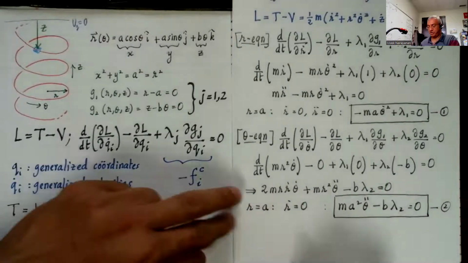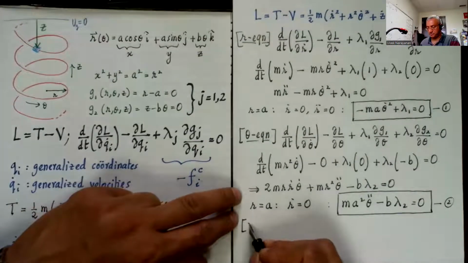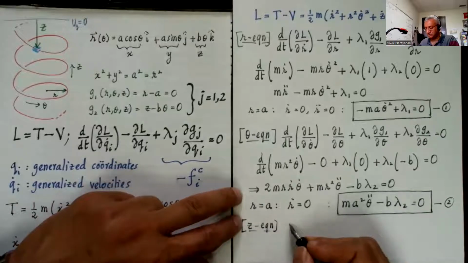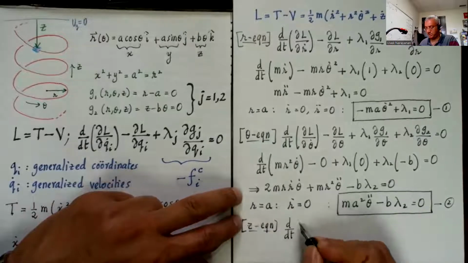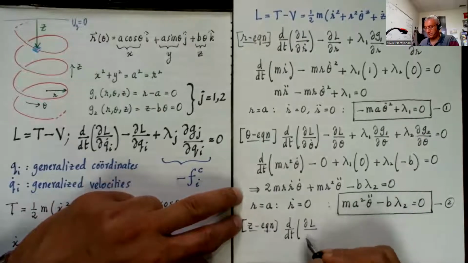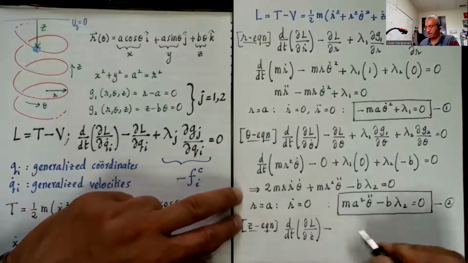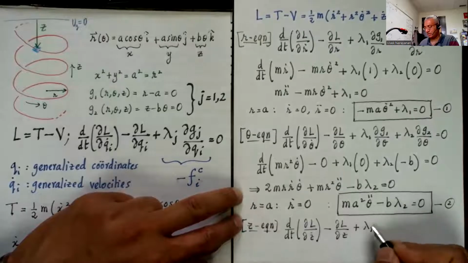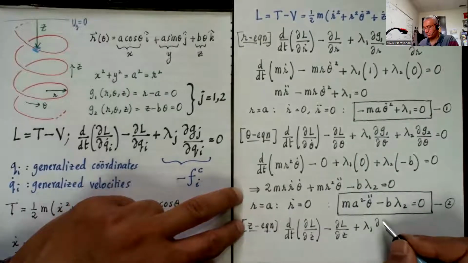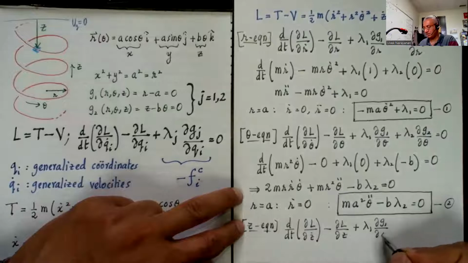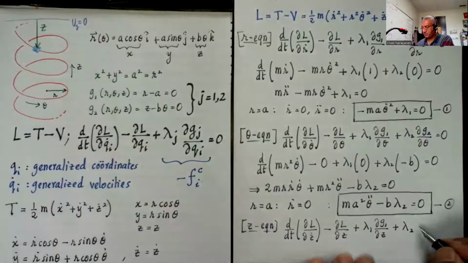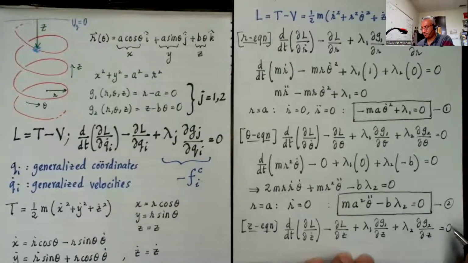The last equation is the z equation. That is d by dt del L by del z dot minus del L by del z plus lambda 1 del G1 by del z plus lambda 2 del G2 by del z equals 0.